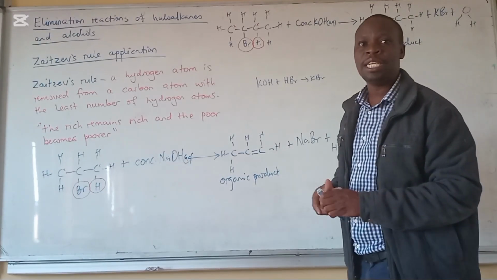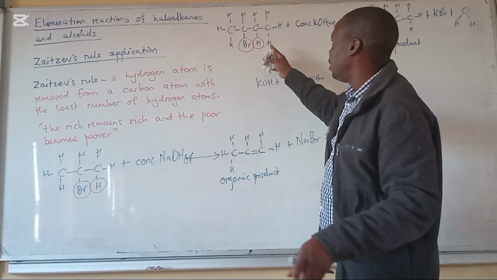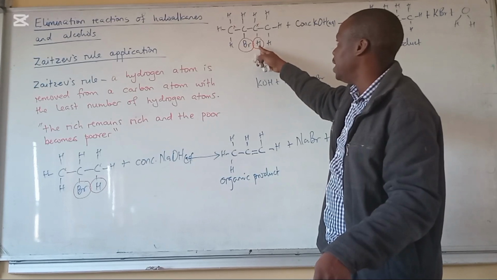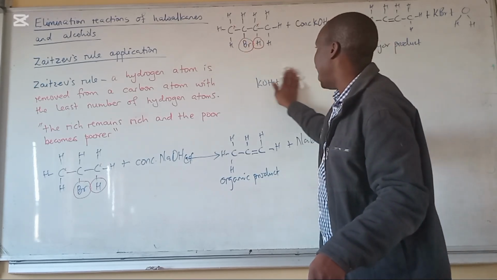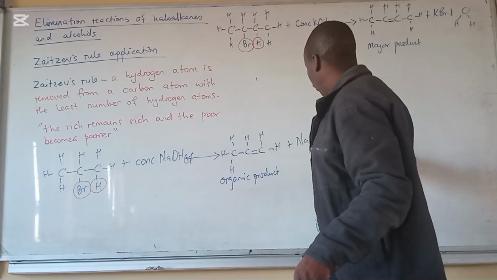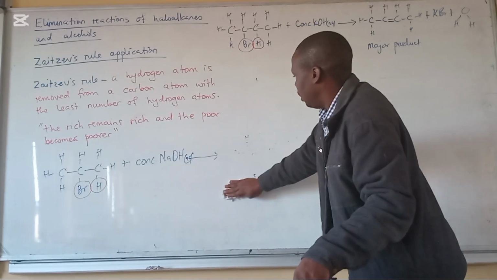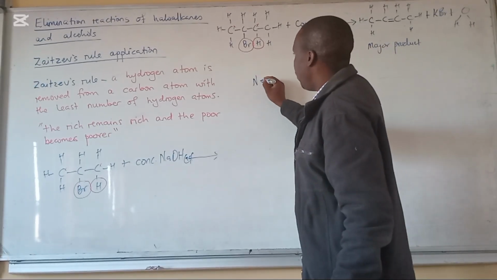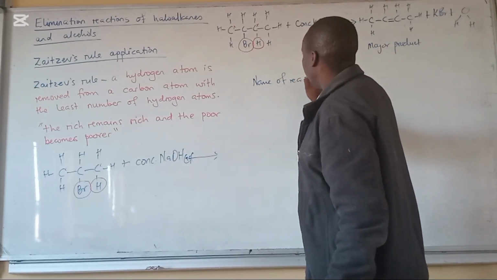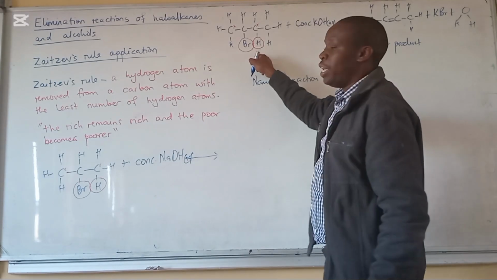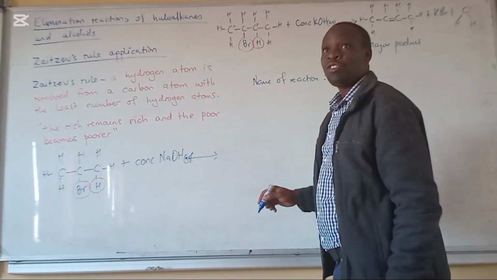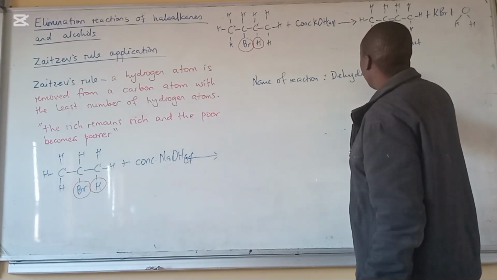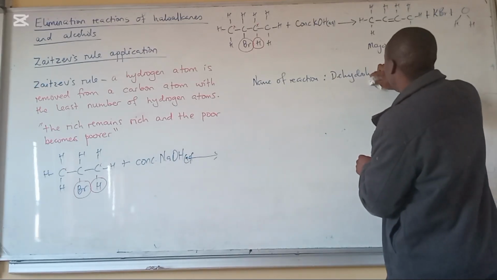Okay, so this is the application of the Zaitsev rule in the elimination of a hydrogen halide. H and Br will be the hydrogen halide. I'm going to erase this part to create some space here. Right, so in this elimination reaction, we have eliminated hydrogen and bromine. So the reaction will be dehydrohalogenation.